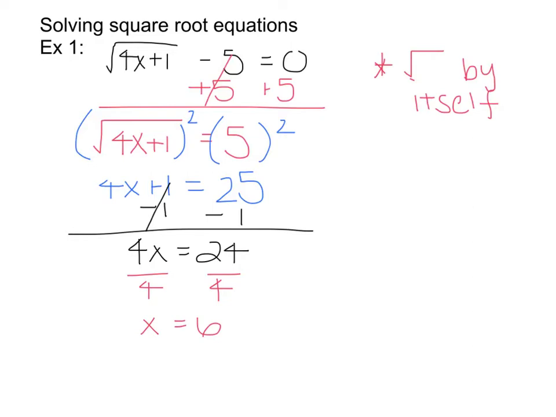Now you can check to make sure you have the right answer by plugging 6 in for x and make sure that it equals 0. So 4 times 6 is 24, plus 1 is 25. Then you take the square root of 25 and you get 5, and 5 minus 5 does give you 0. So when you plug 6 into your original equation, it does work, so this is your correct answer.